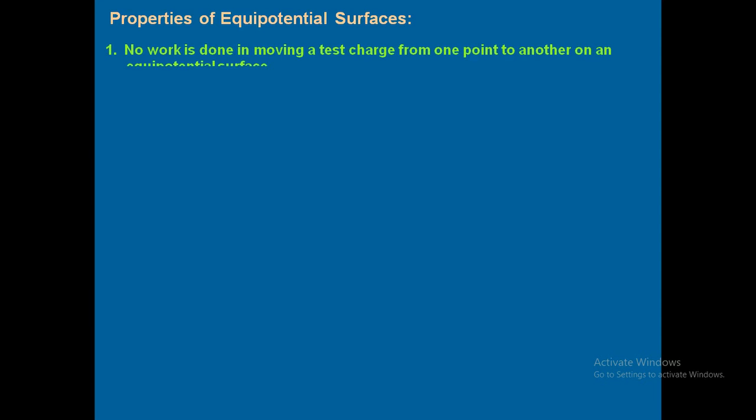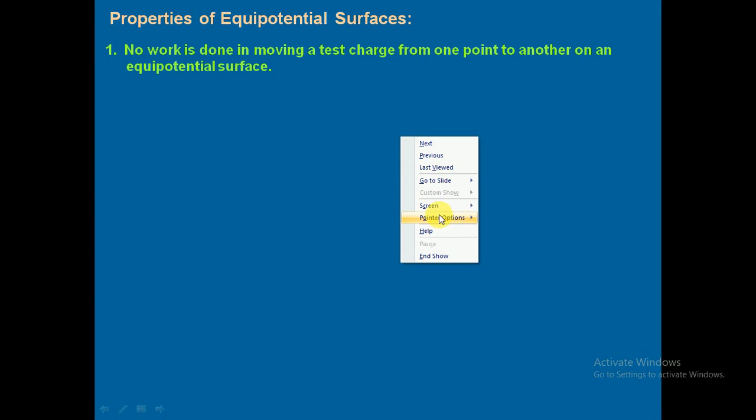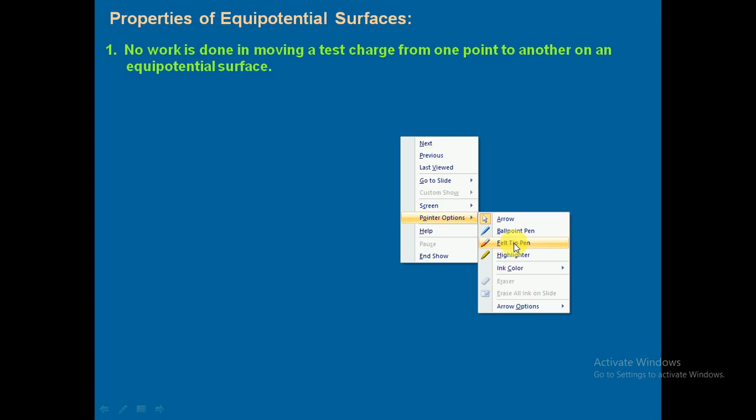Now let us discuss the properties of the equipotential surfaces. What are the different properties of equipotential surfaces? First, a very important property of equipotential surfaces: no work is done in moving a test charge from one point to another on an equipotential surface. So here work will not be done.